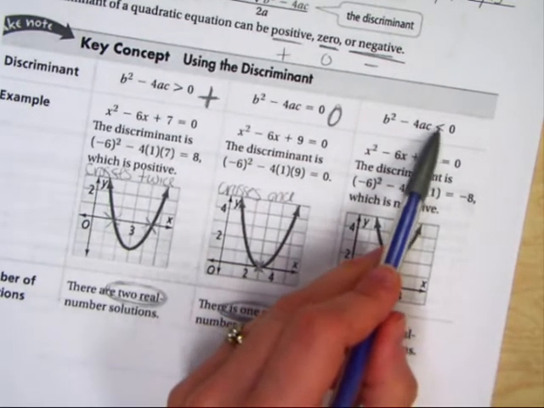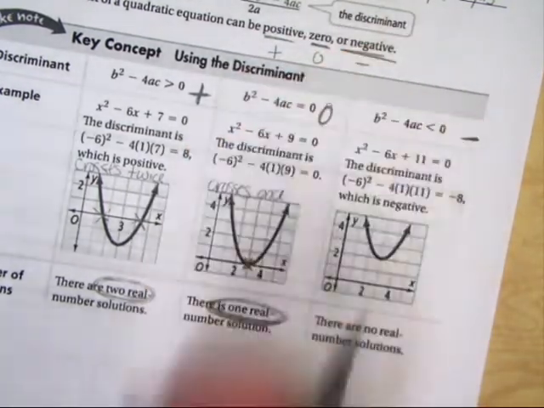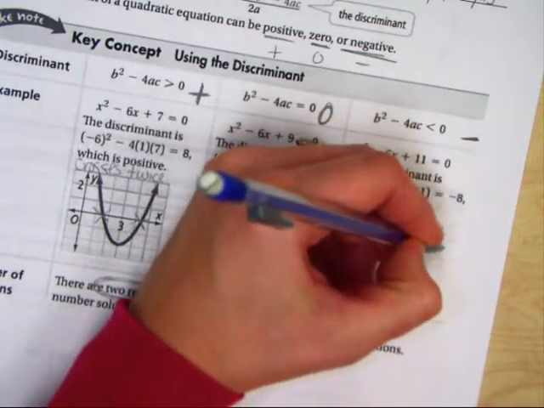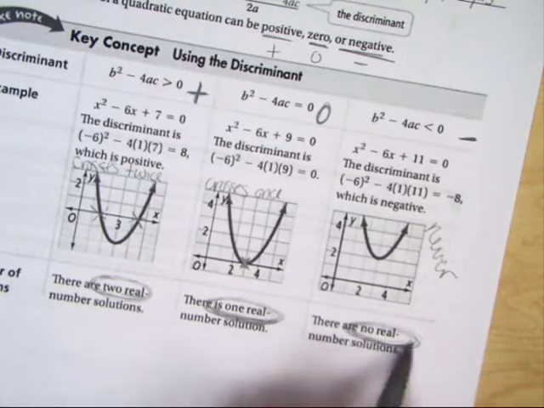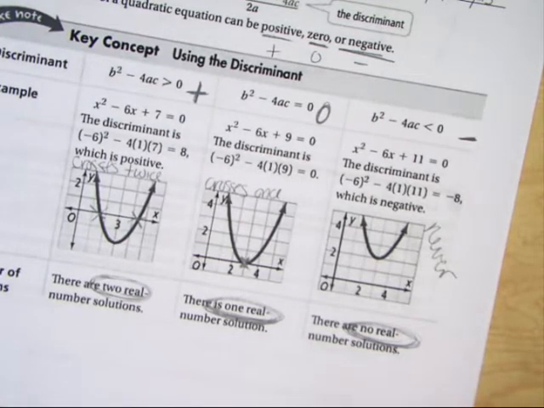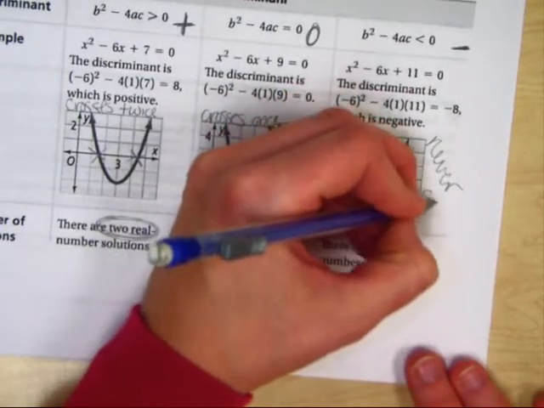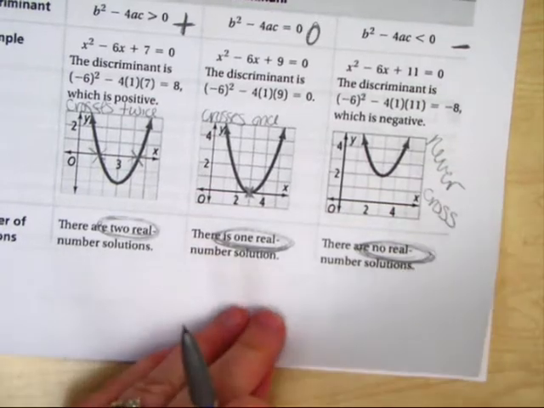But let's say that you get b squared minus 4ac to be less than 0. In other words, it's negative. Well, if that happens, it will never cross. That means there are no real solutions. And that could open up upside down below the x-axis, but it will never cross the x-axis if you get something that is negative.